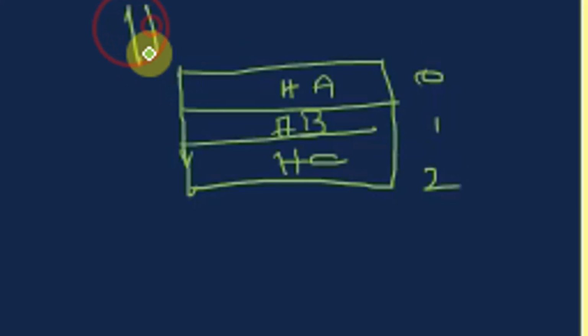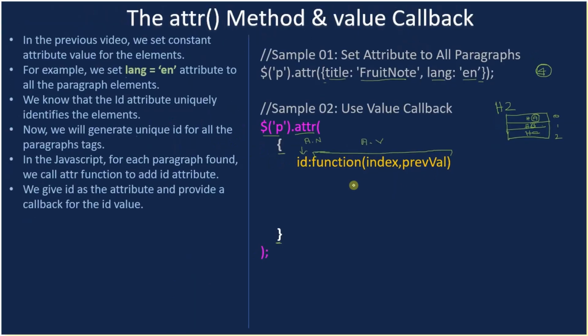Let's say all these are H2 elements, and when you make a call to $H2, it will get an array of all these. We are making a call to the attr function and setting ID, then we are passing a function with index. Index will get this each time the attr is called. And the previous value means when we are here, it gives the previous value also. So if you want to check something, or compare something with the previous value, you can do that inside. Here we pass the attribute name, and for the attribute value we are passing the callback function.